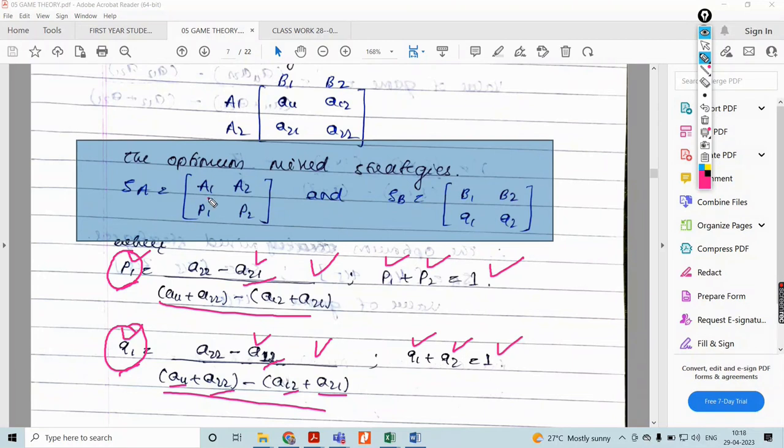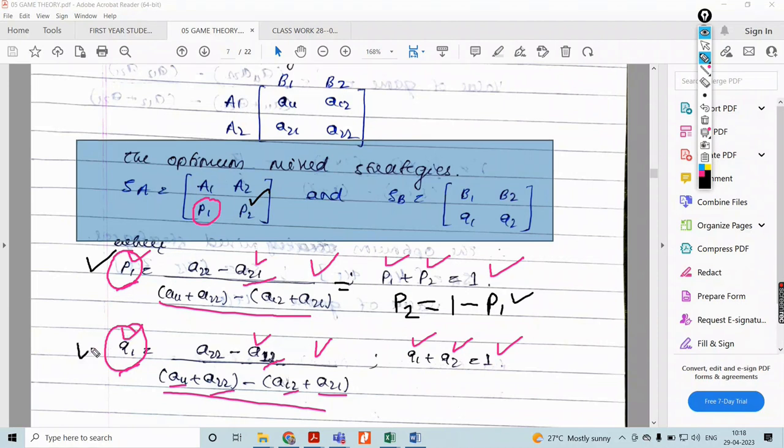Now I got P1. Is it possible to make the evaluation of P2? Is this possible or not? Raise your hand. Now I got the P1 value by the use of the values. Is it possible to make the evaluation of P2 now? Why? Because P2 is equal to 1 minus P1. P1 is identified by use of this formula, so I can make the evaluation of P2.